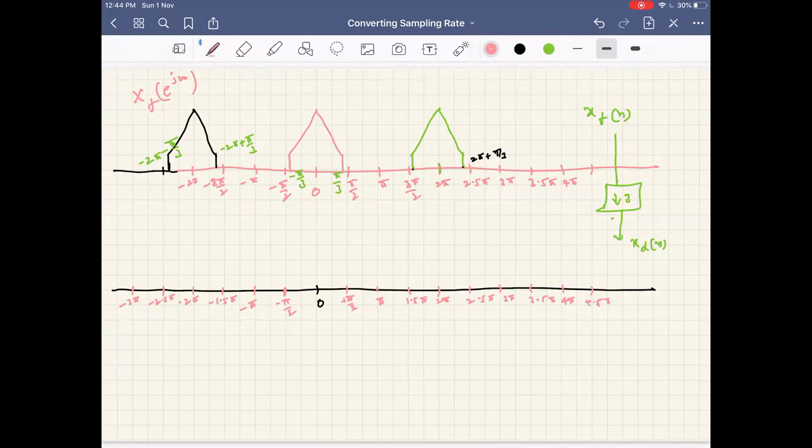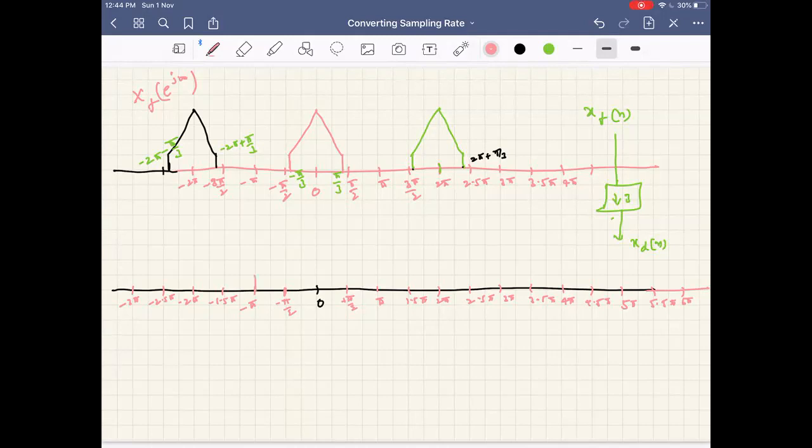right? And then 4.5 pi, 5.5 pi, and then this is 6 pi. Okay, this is the spectrum. Now let us sketch the base spectrum. That is, say, minus pi to pi.